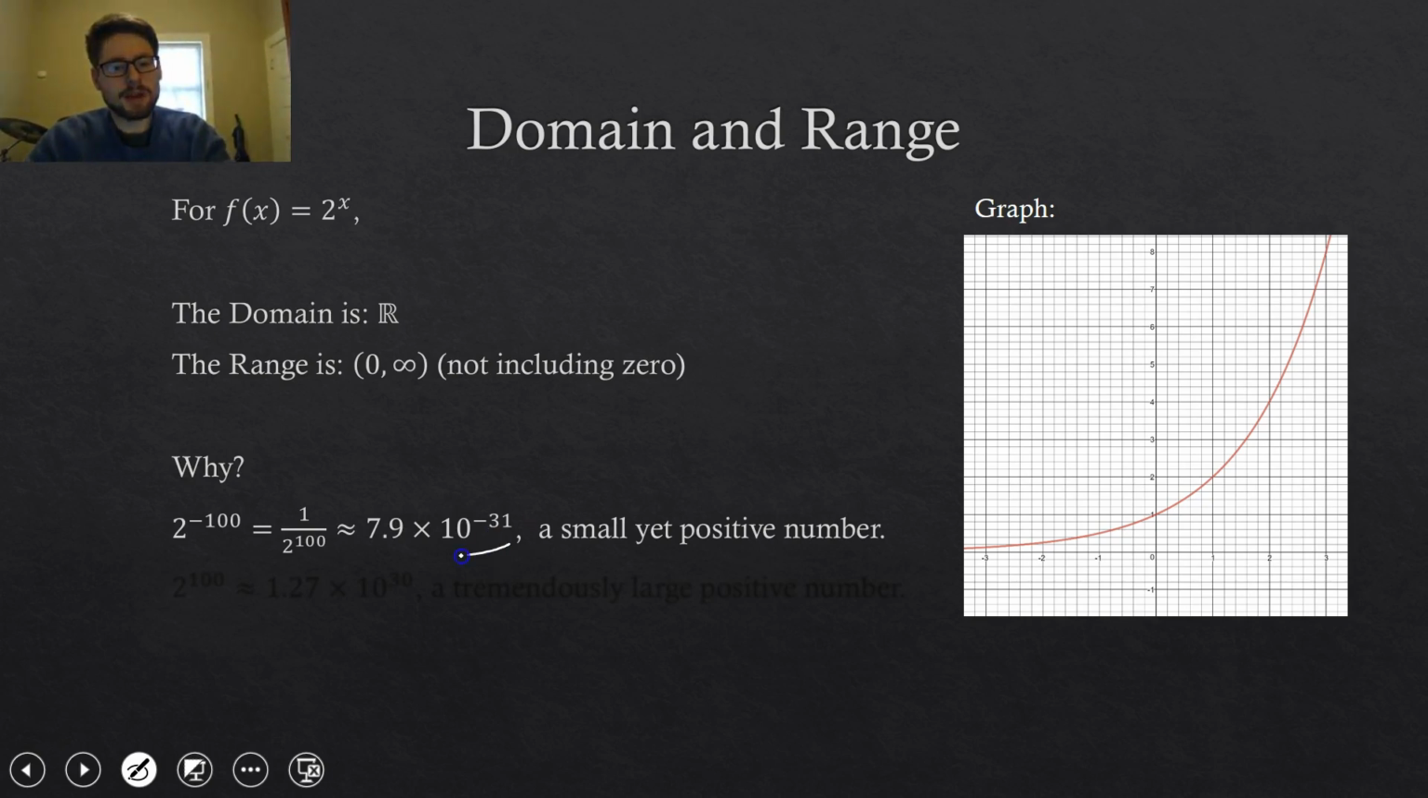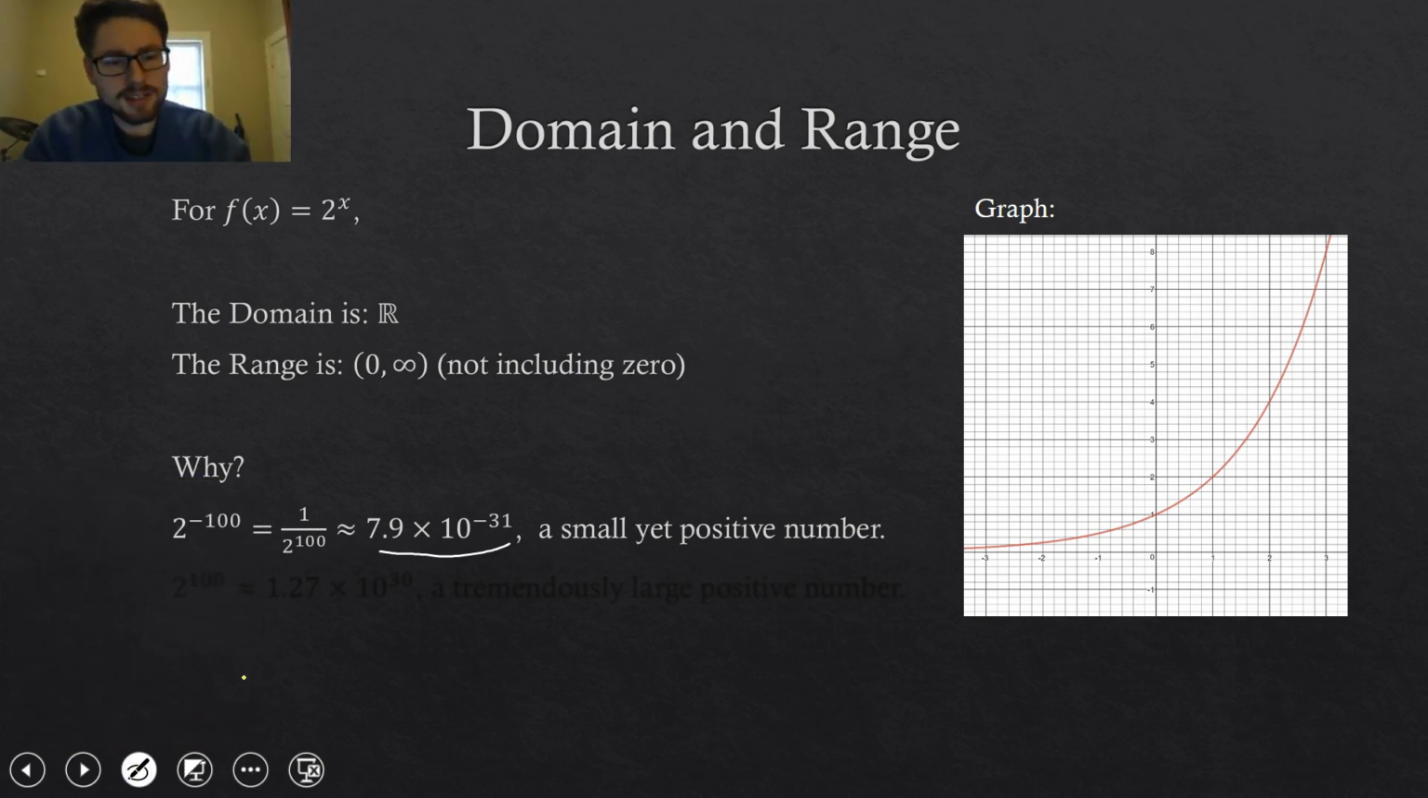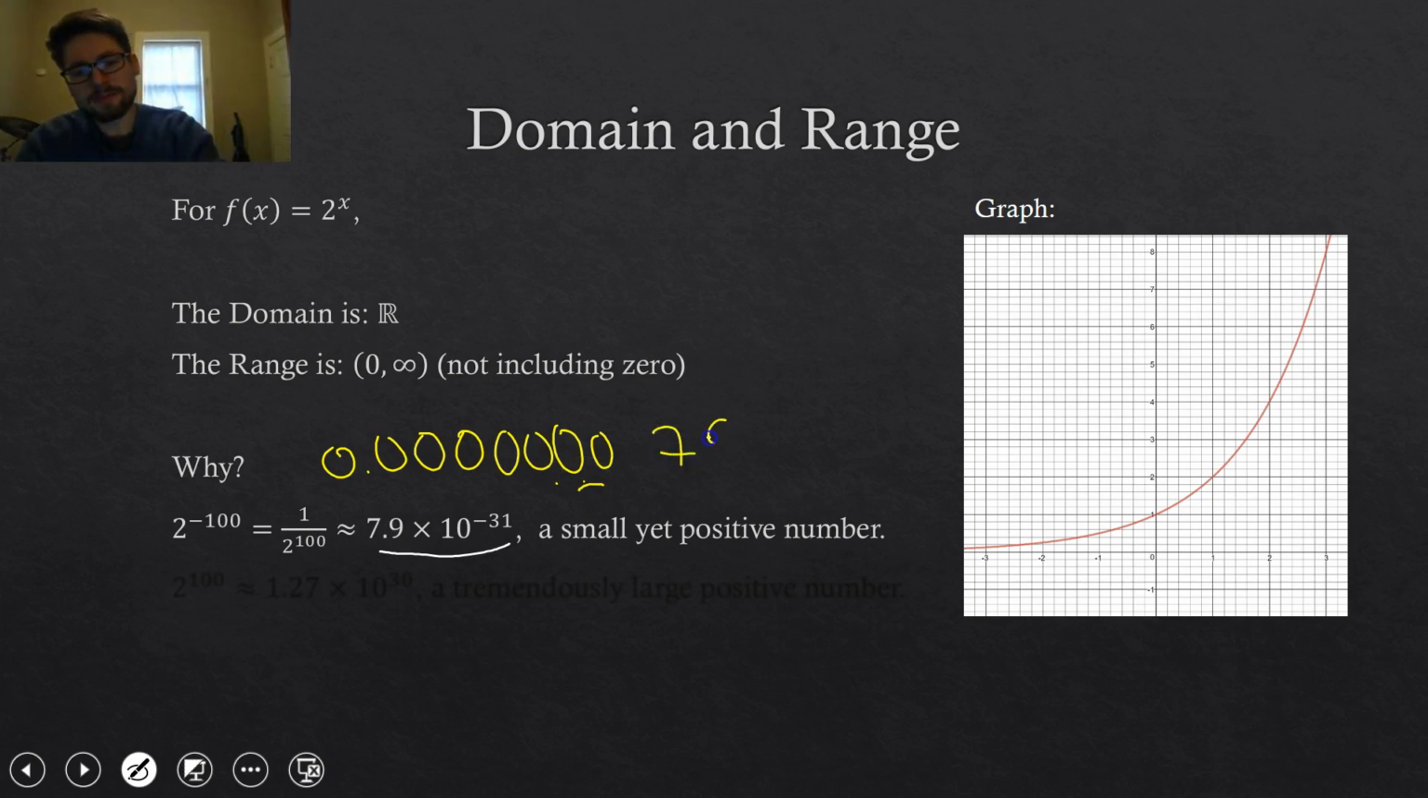This notation may be familiar for some of you, may not be. 7.9 times 10 to the negative 31 says to put 31 zeros. I'm not going to write them all out, but there's going to be a lot of zeros and then 7, 9. Actually, I believe it's 30 zeros. Anyway, it's a decimal place, a whole bunch of zeros, and then 7, 9.